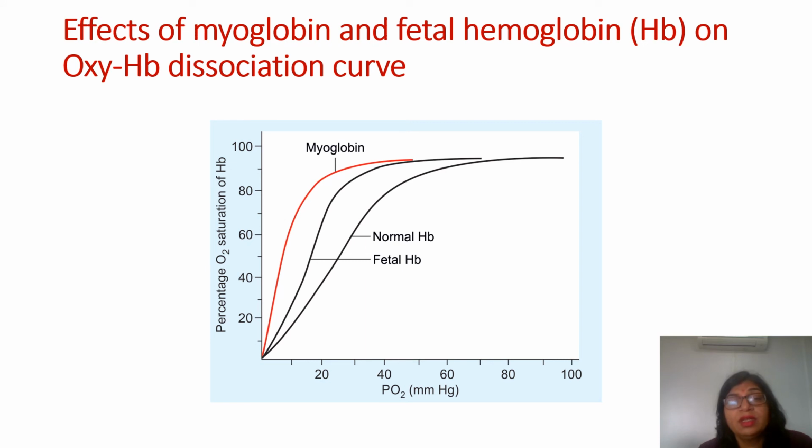You can see a curve. One is the normal curve you can see. Then you can see fetal hemoglobin has shifted the curve to the left side, and in myoglobin the curve is a parabolic curve.